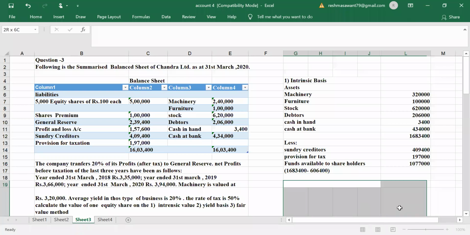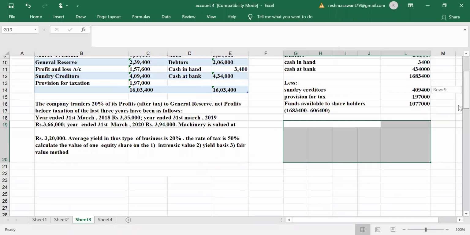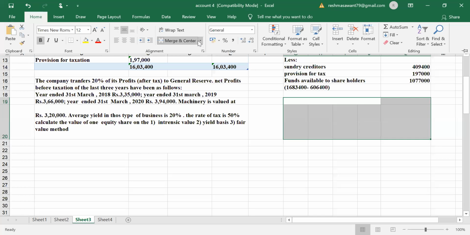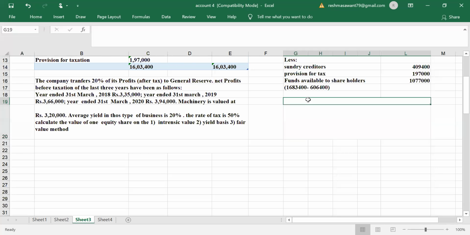Now we are using step 2 for the intrinsic value calculation. For the intrinsic value calculation, that is point number 2, intrinsic value. As we know how to calculate intrinsic value, what is the formula? We are using intrinsic value per share.